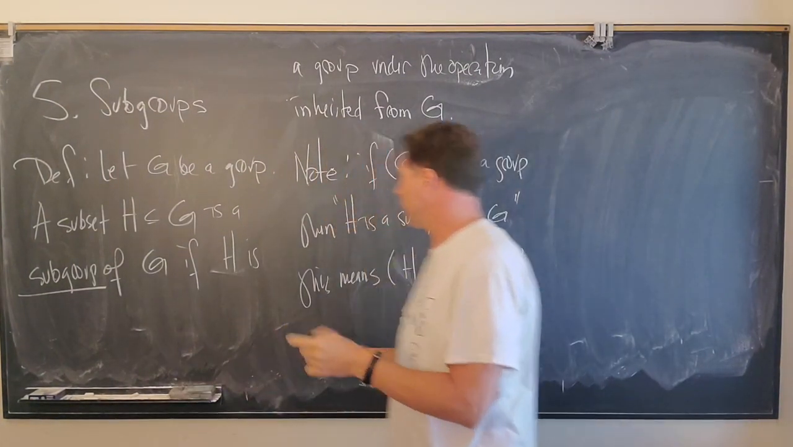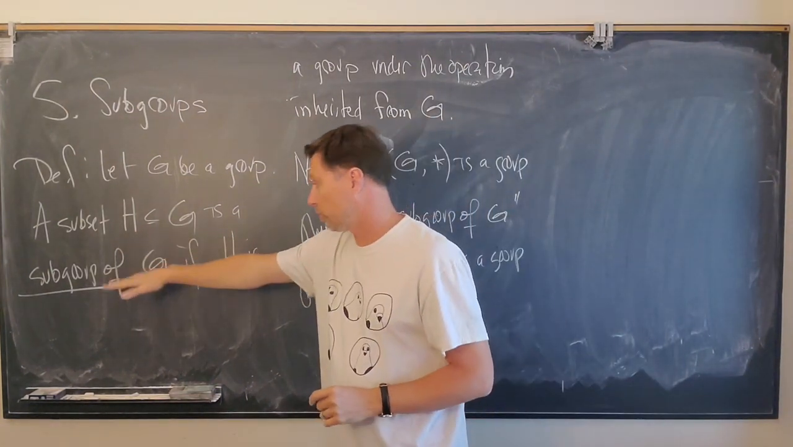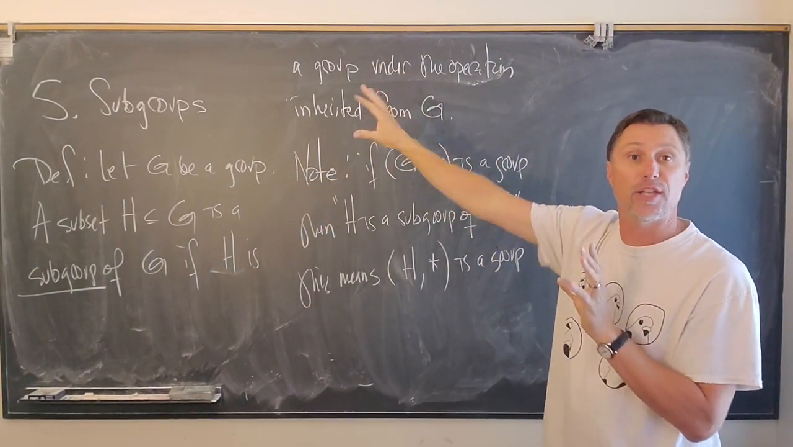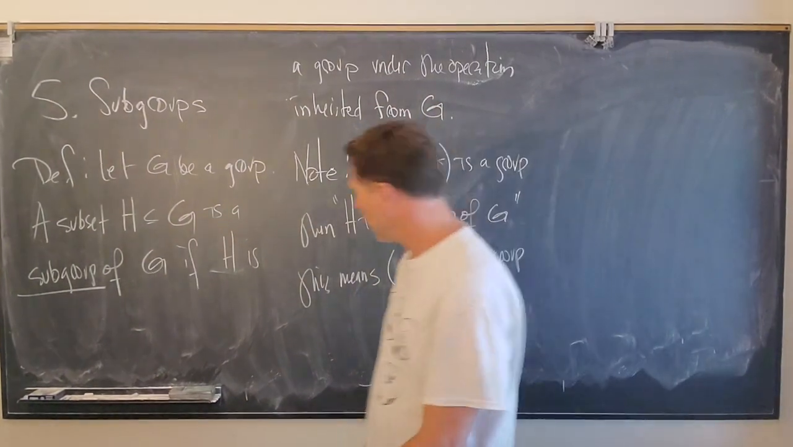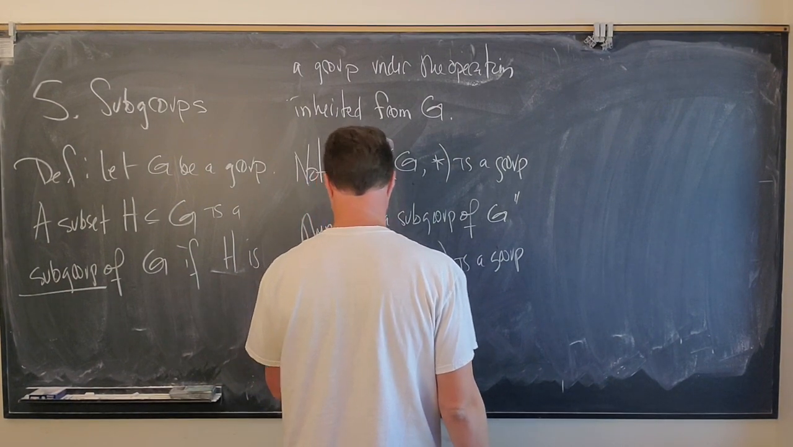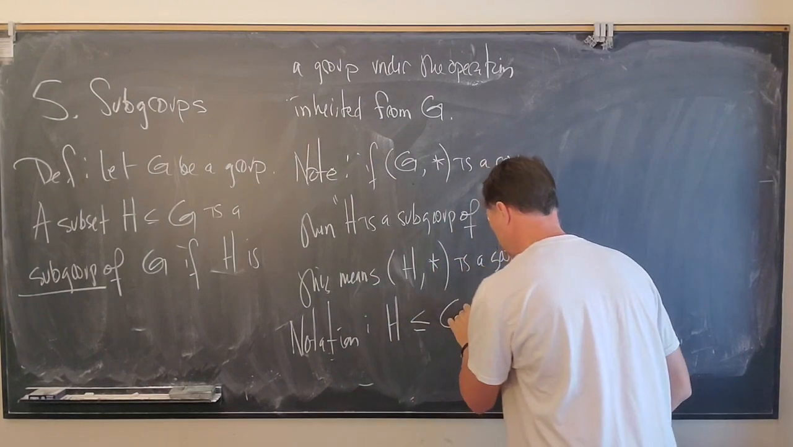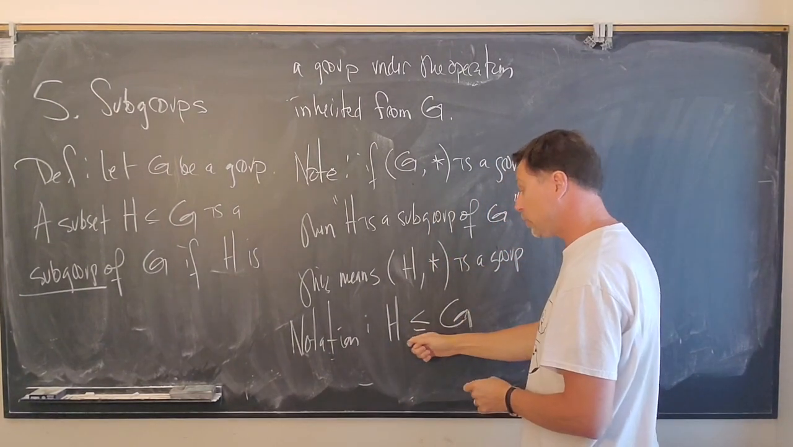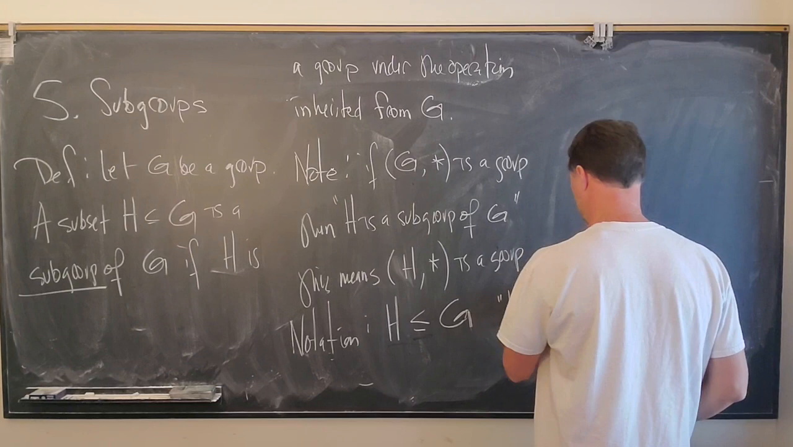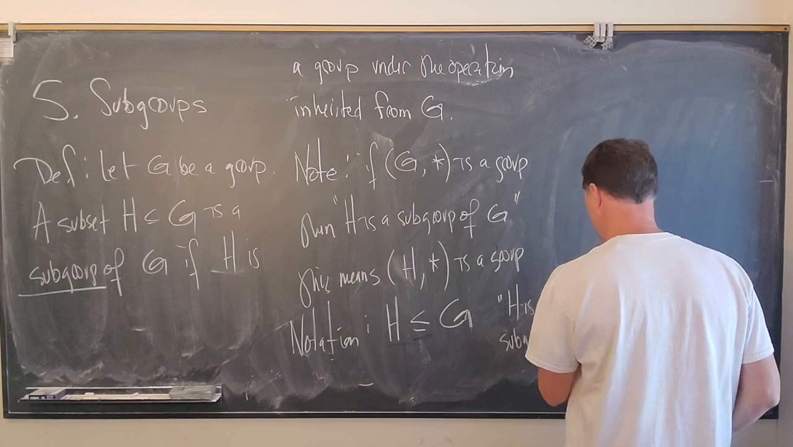So I want to just make sure that this is clear, that when we talk about this notion of subgroup, it's got to be with the underlying operation that G has. In other words, it's the operation that H inherits from G. In this case, so notation then, we write H, and then the symbol we use is a less than or equal to symbol, right? So when you see that less than or equal to symbol, you read this, H is a subgroup of G.